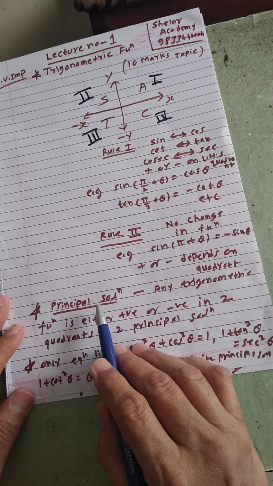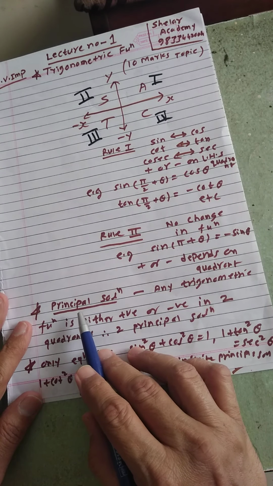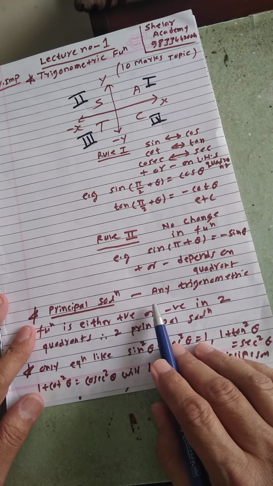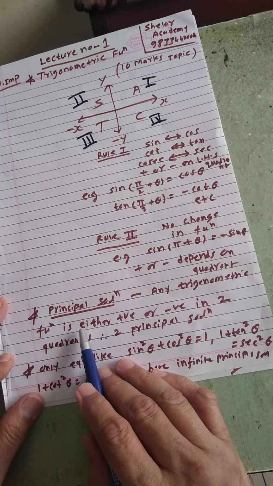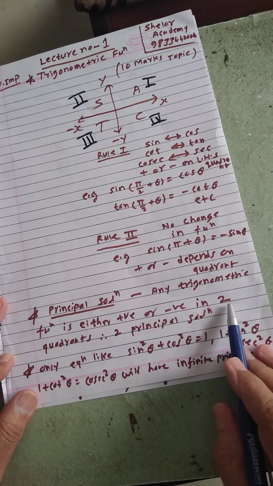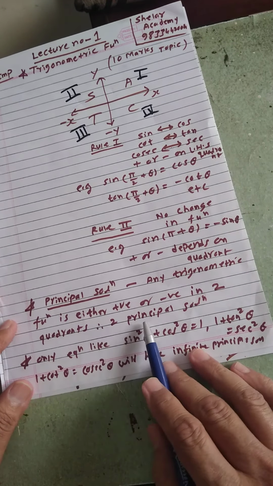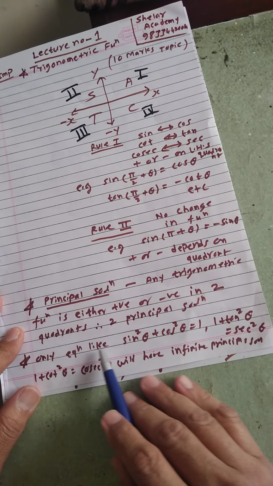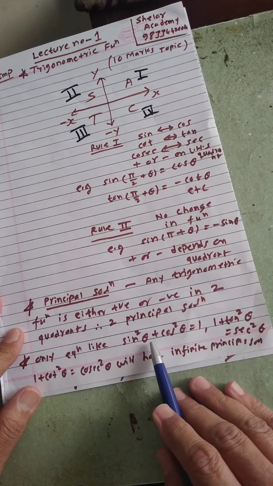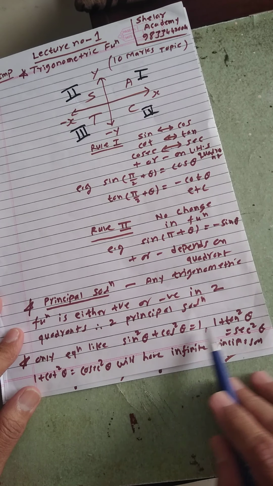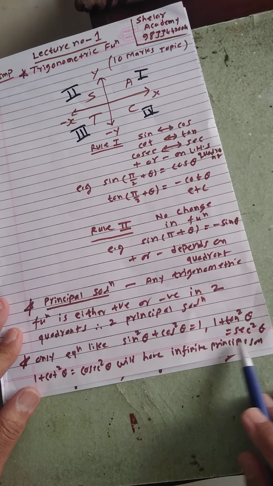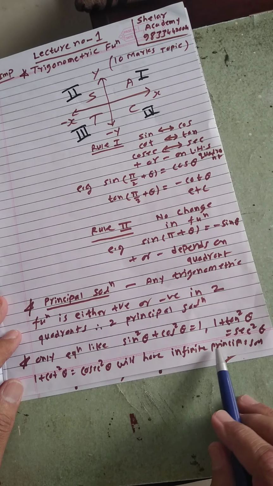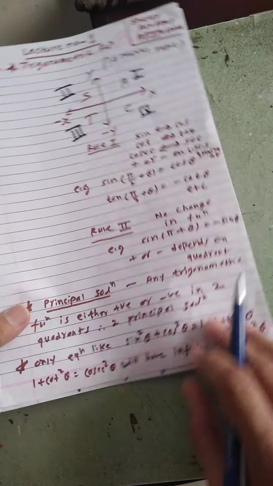for trigonometric equations or trigonometric functions, first we are going to consider the principal solution. Now what is the meaning of principal solution? Any trigonometric function is either positive or negative in two quadrants, and therefore there are two principal solutions or two principal values. But for an equation like sin square theta plus cos square theta, 1 plus tan square theta is equal to sec square theta, 1 plus cot square theta is equal to cosec square theta, there will be an infinite number of solutions.